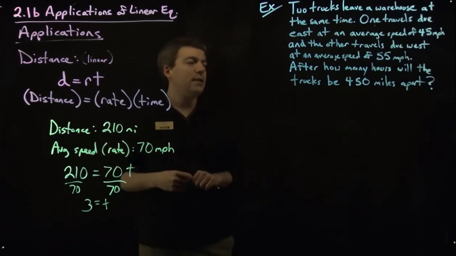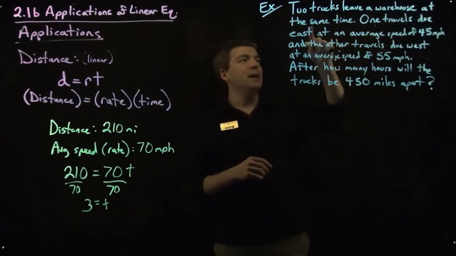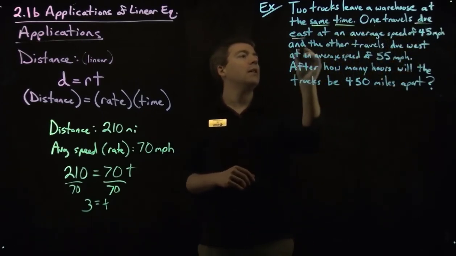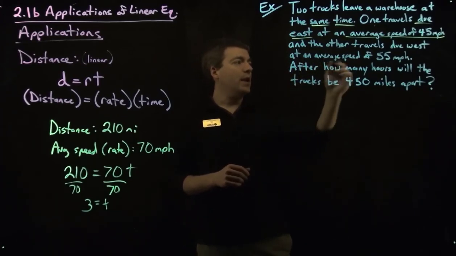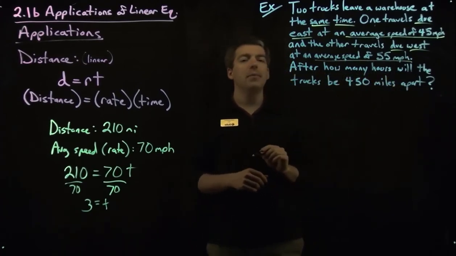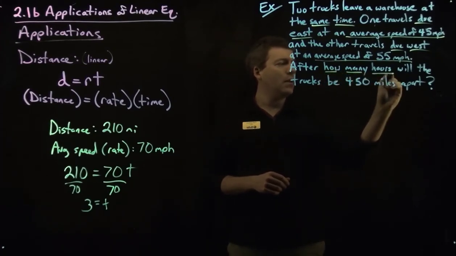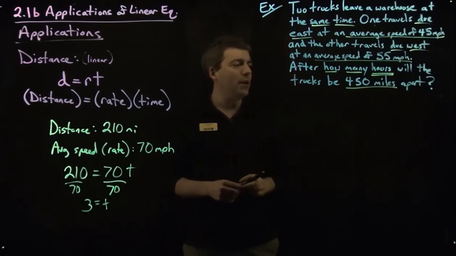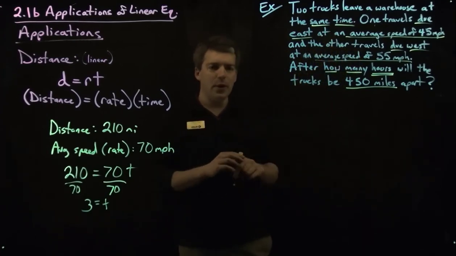Let's look at a more detailed example. Let's say we have two trucks, and they leave a warehouse at the same time. One travels due east at an average speed of 45 miles per hour. The other travels due west at an average speed of 55 miles per hour. All right, and we're asked how many hours will the trucks be 450 miles apart?